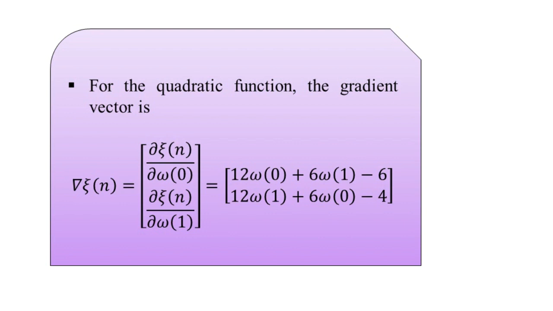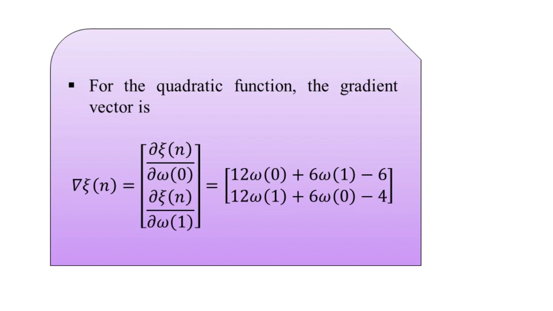As this is the gradient, in matrix form it is a column matrix having only two rows, a single column. The first element is the partial derivative del zeta of n with respect to w of 0, and the second element is the partial derivative with respect to w of 1 of zeta of n.